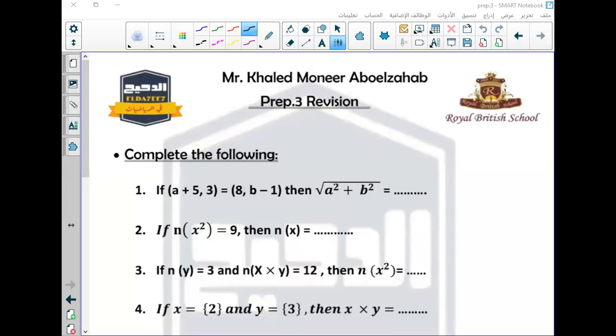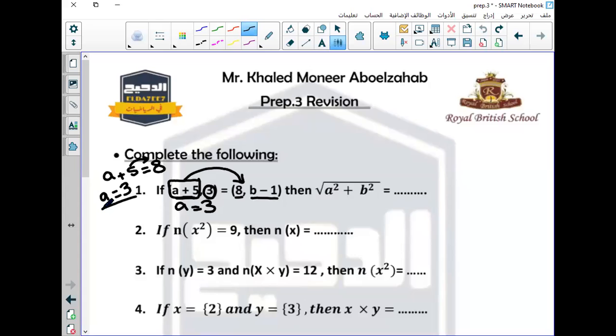You complete the following. Number 1: a plus 5 and 3 equal 8, b minus 1. The first question, a plus b, will be equal to 8. Then a will be equal to 3. a plus 5 equals 8. By subtracting 5 from the opposite side, then a equals 8 minus 5 equals 3.